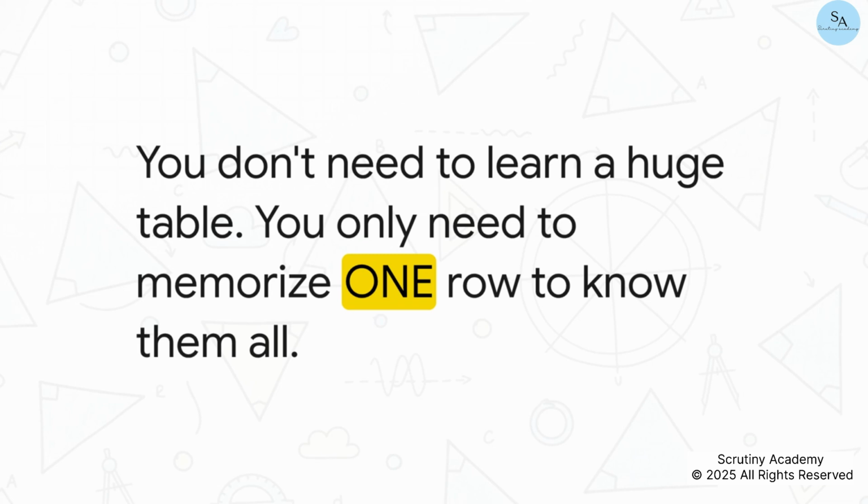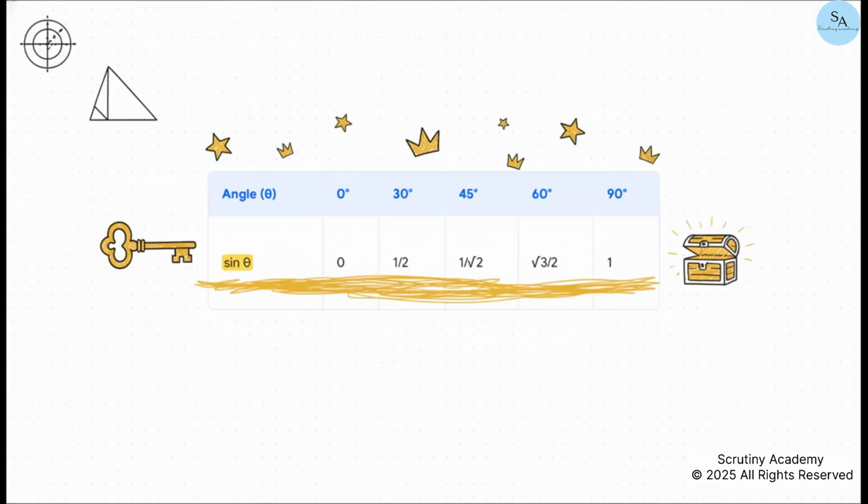I'm going to let you in on the secret. You do not need to memorize that whole thing. You just need to memorize one row. That's it. One single line. Here it is, the one row to rule them all. It's the row for sine. The values are 0, 1/2, 1 over root 2, root 3 over 2, and 1.